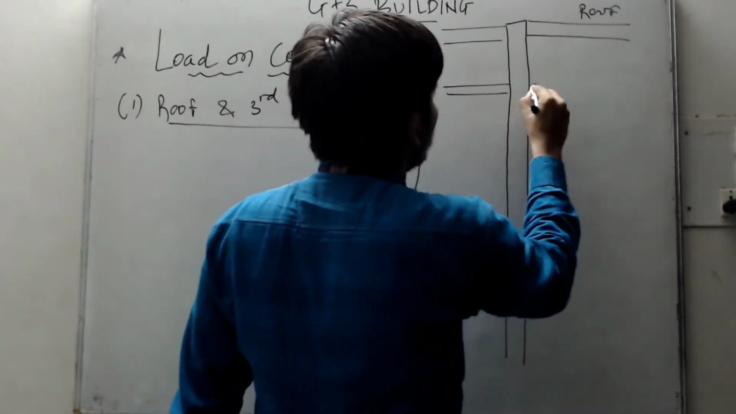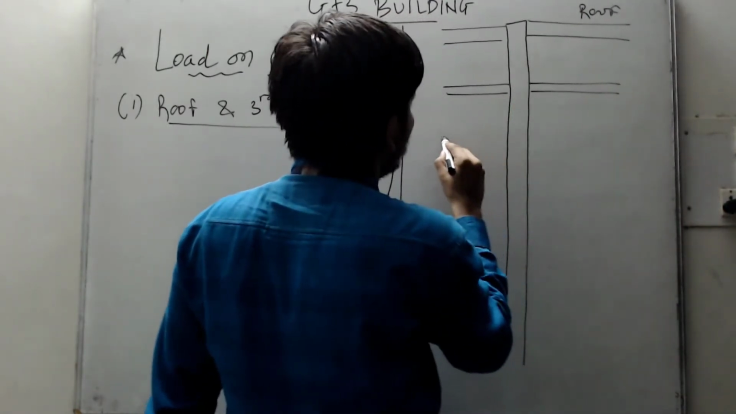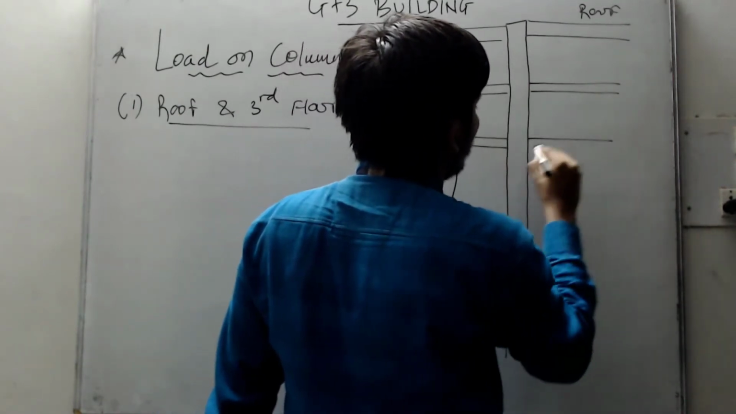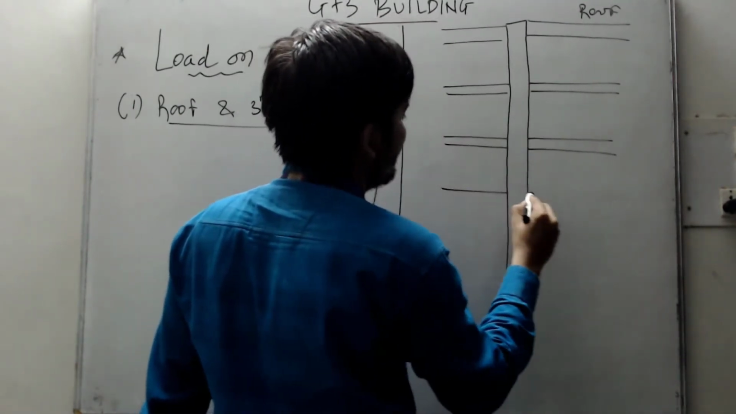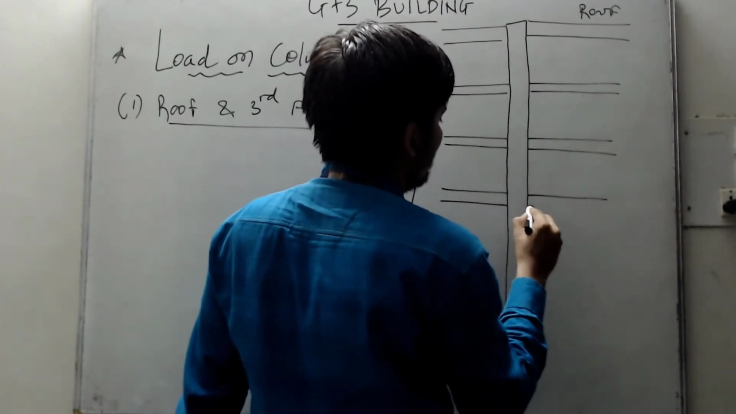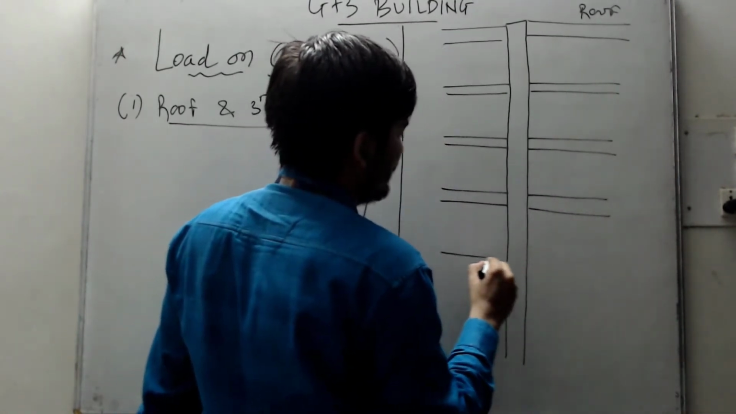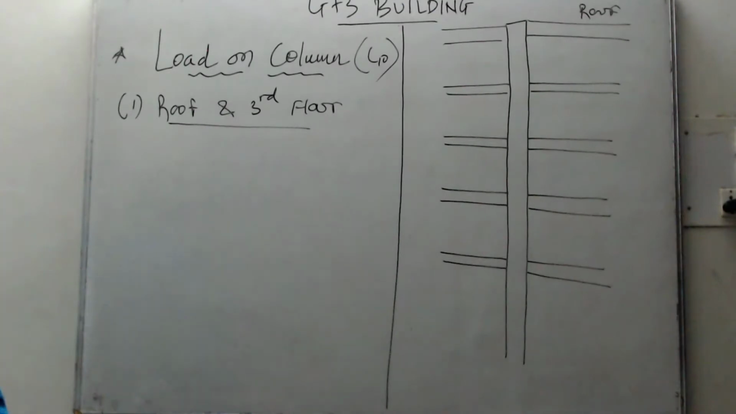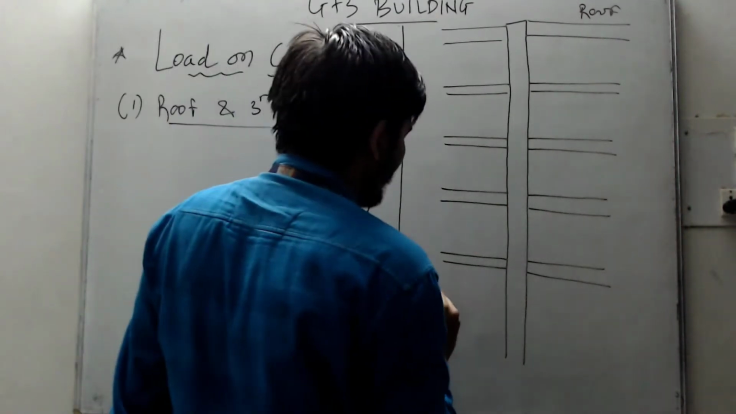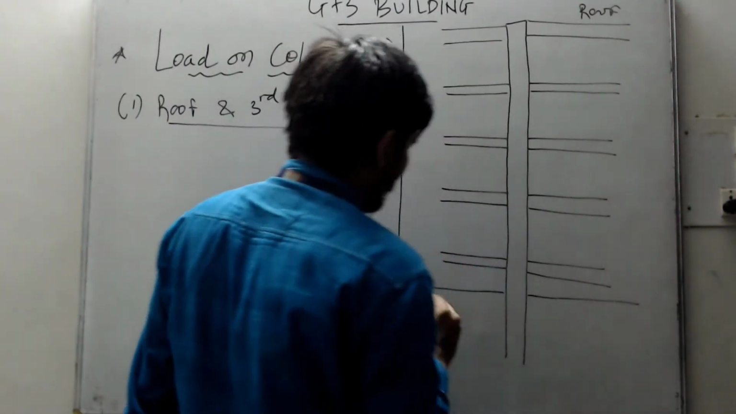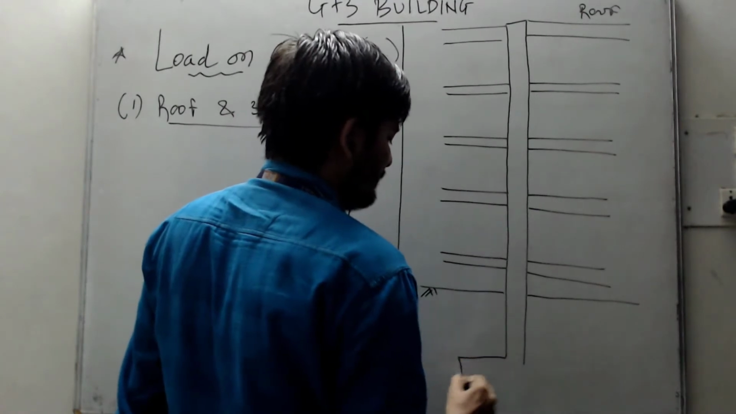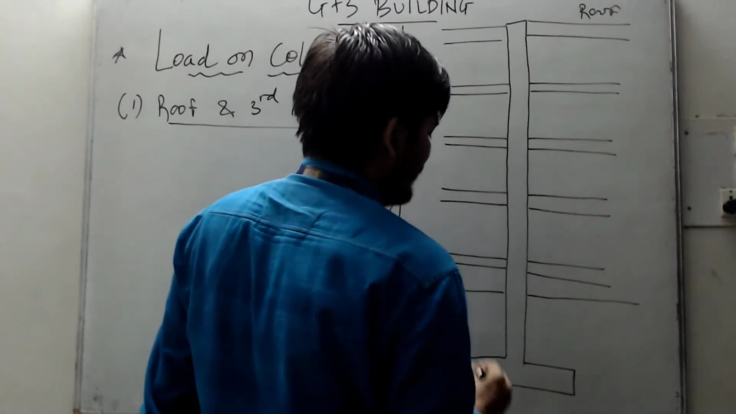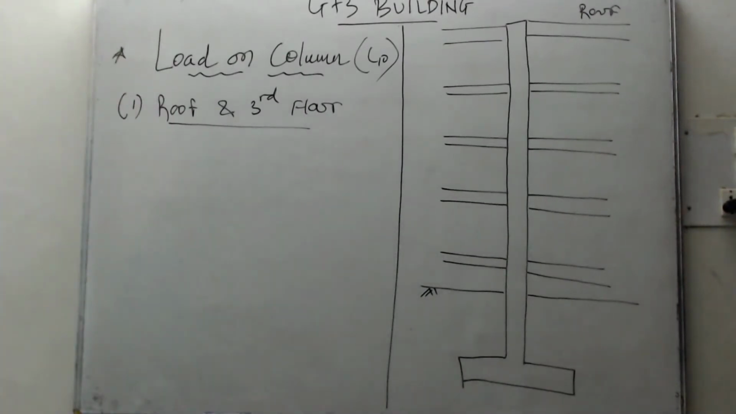Then we have one more slab. This is one. There is one more slab for the next floor, 2. This is 3. There is one more slab, 1, 2, 3, 4. Then we have a ground level and then we have a foundation. Somewhere here is the ground level, and at the bottom we have this foundation level. So at top there is a roof slab.